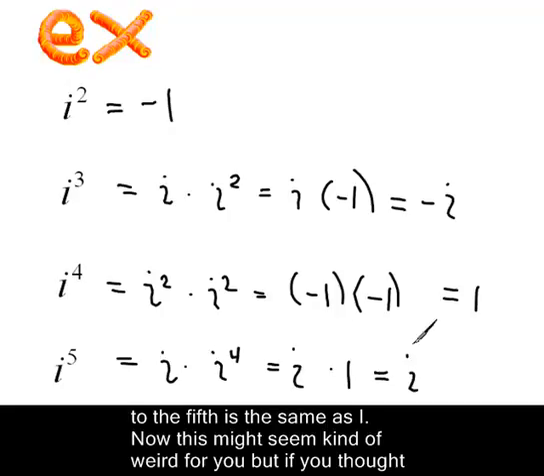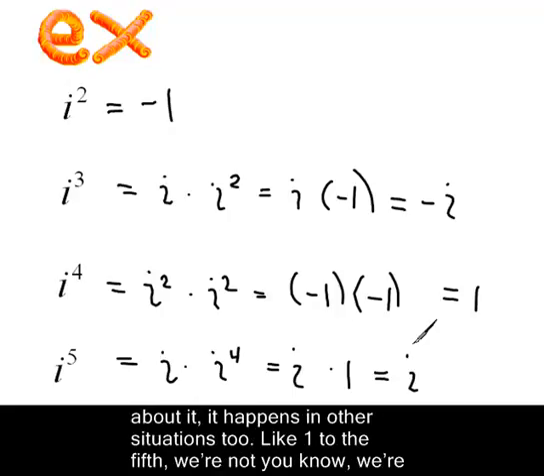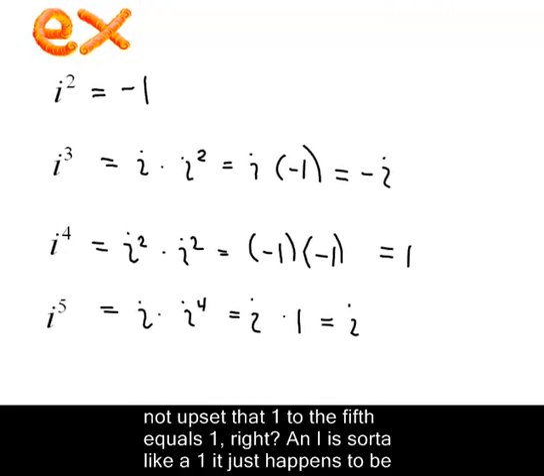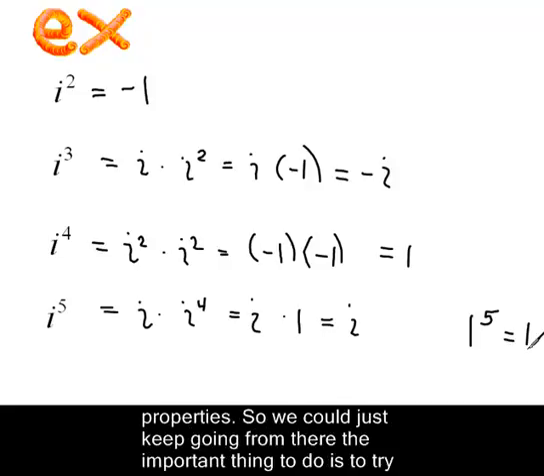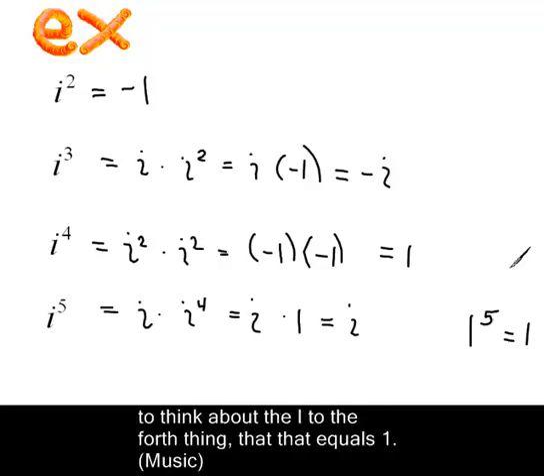Now this might seem kind of weird for you, but if you thought about it, it happens in other situations too. Like 1 to the fifth, we're not upset that 1 to the fifth equals 1, right? And i is sort of like a 1. It just happens to be the square root of -1. A little different, but it has kind of some similar properties. So we could just keep going from there. The important thing to do is to try to think about the i to the fourth thing, that equals 1.